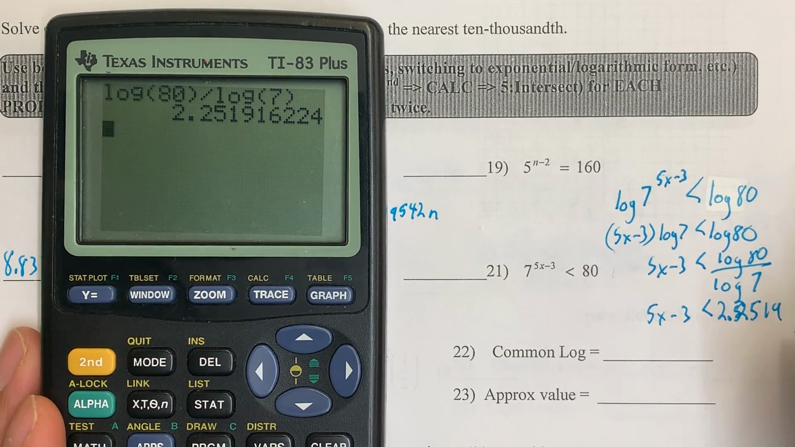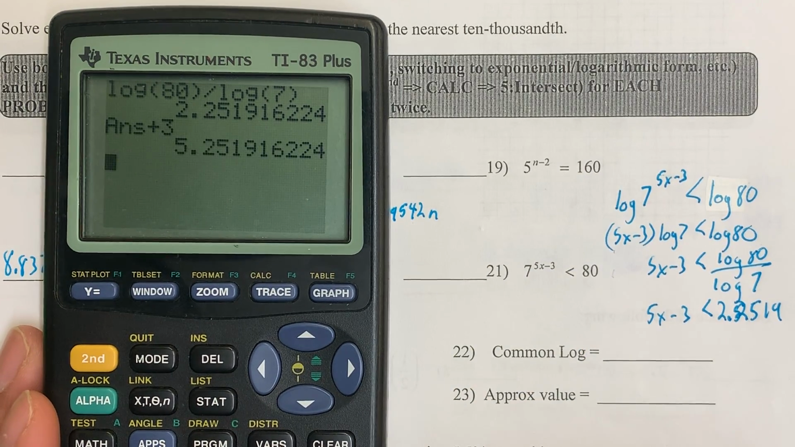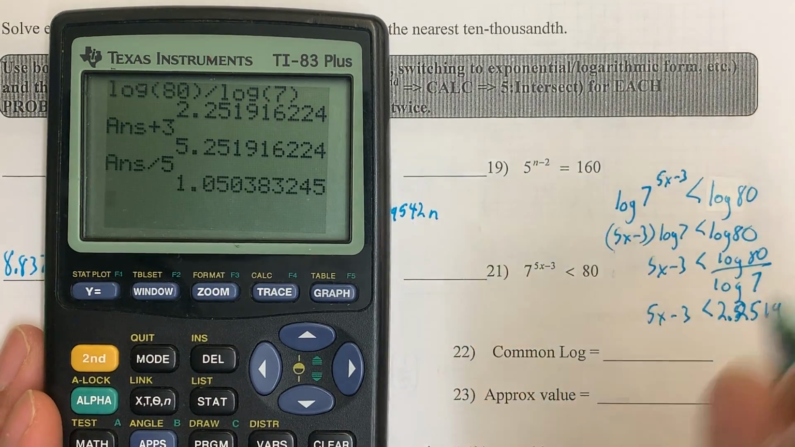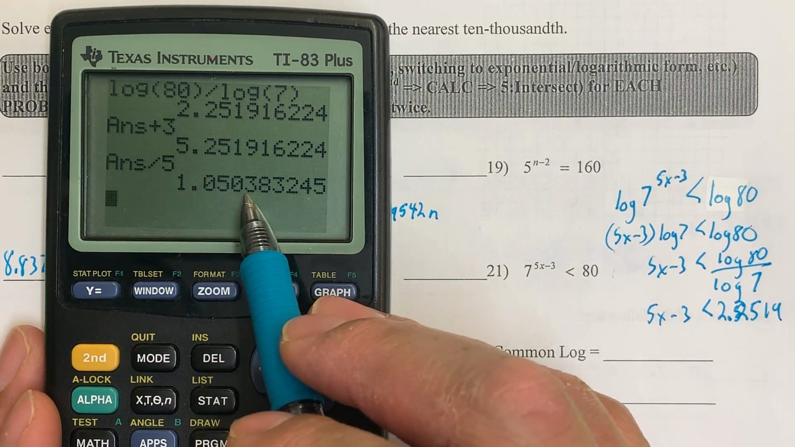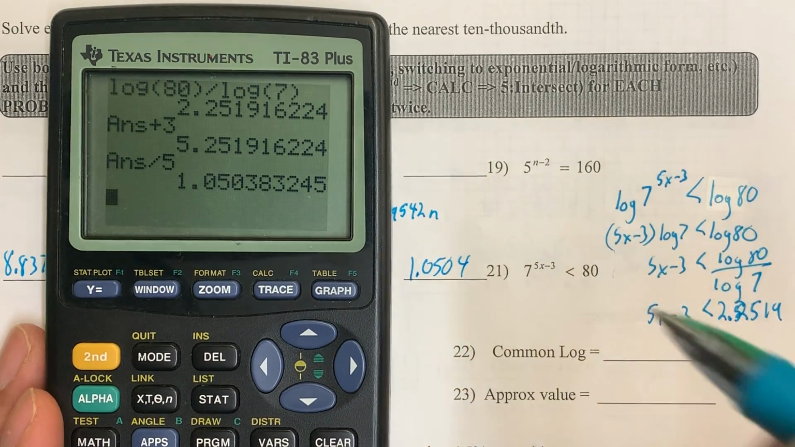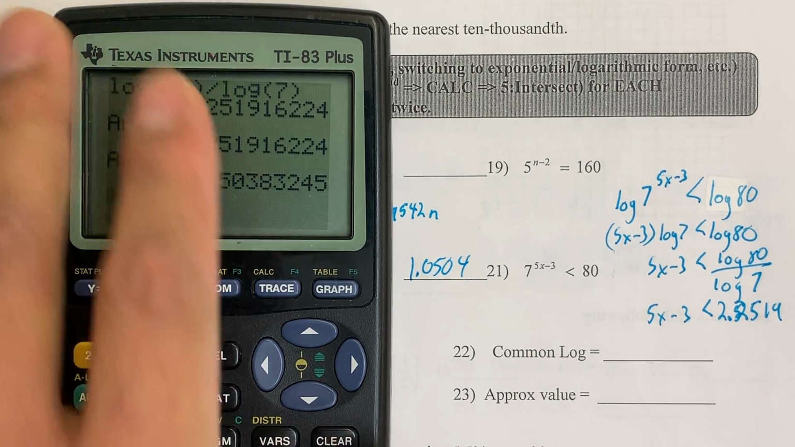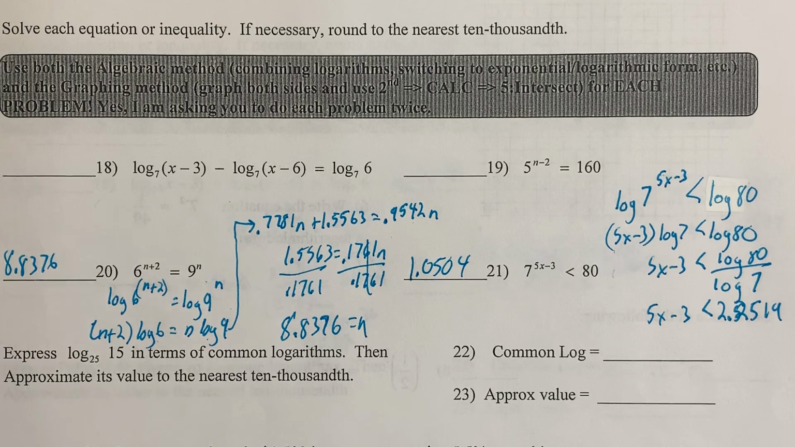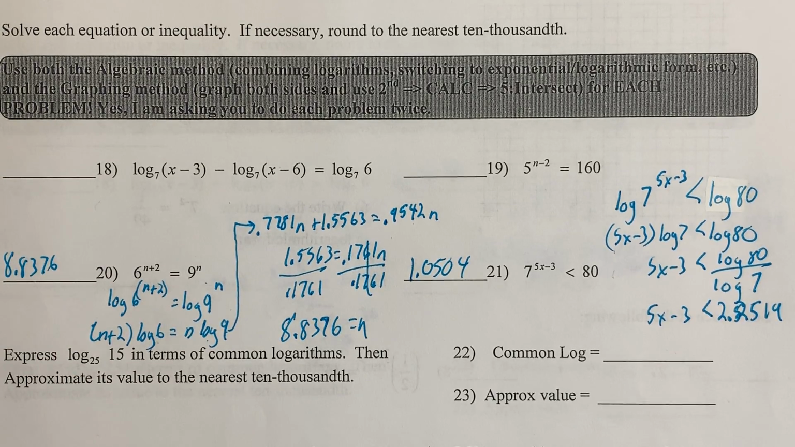And then you add 3 to both sides. You divide both sides by 5, just like any other regular equation. So plus 3 divided by 5, x equals 1.0504. There you have it. Okay? All right, then. So there's that one. These are the 4 toughest problems, I think. If you can get through these, you're in pretty good shape.